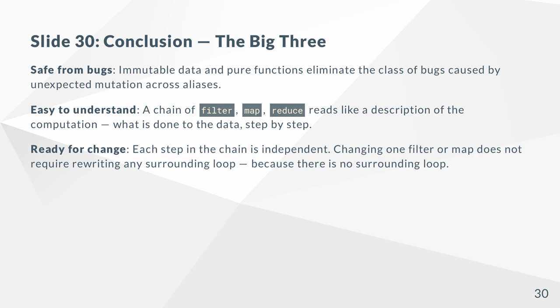To conclude, functional programming strengthens all three of our core goals. Safe from bugs: immutable data and pure functions eliminate the entire class of bugs caused by unexpected mutation across aliases. Easy to understand: a chain of filter, map, and reduce reads like a description of the computation, what is done to the data step by step. Ready for change: each step in the chain is independent. Changing one filter or map does not require rewriting any surrounding logic because there is no surrounding loop.